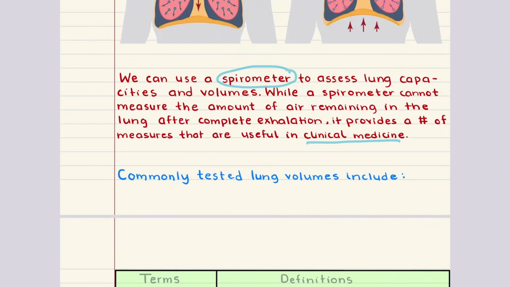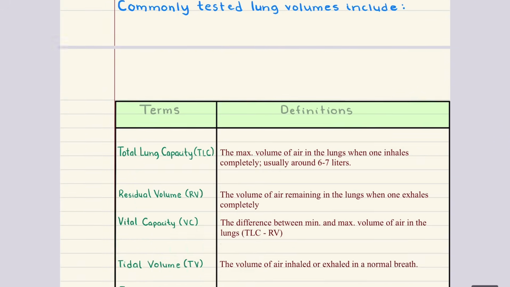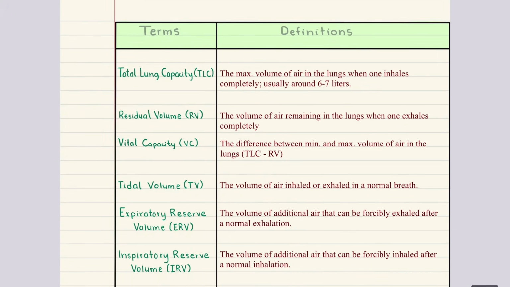With that being said, let's walk through the key lung volumes that you're going to need to know for the MCAT. We're going to start with the total lung capacity, or TLC. This is the maximum amount of air that your lungs can hold after a full deep inhalation. For most adults, this is about 6 to 7 liters.